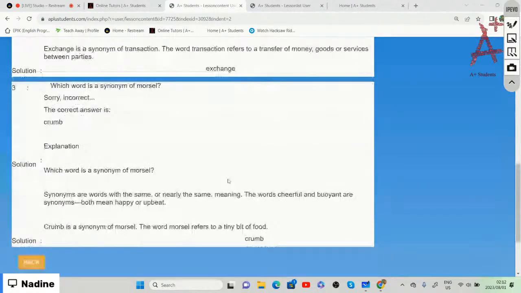What is the synonym of morsel? The synonym of morsel is crumb, or crumb is a synonym of morsel. The word morsel refers to a tiny bit of food, which is crumbs basically, because that is tiny bits of food.